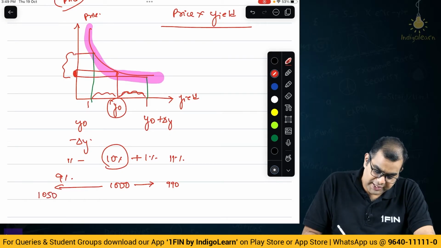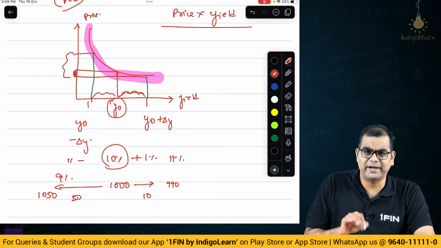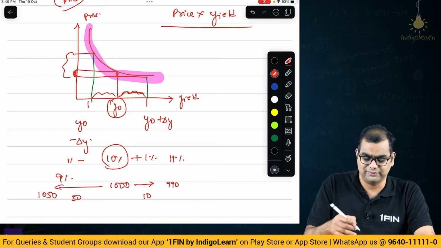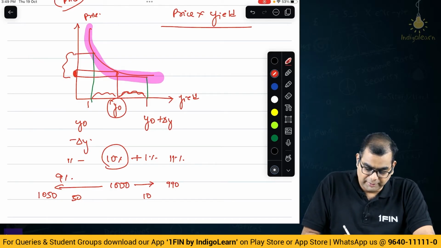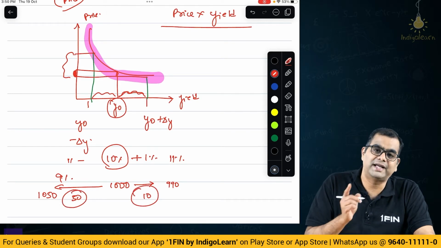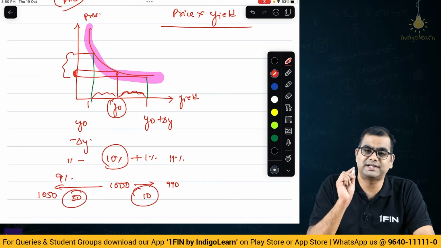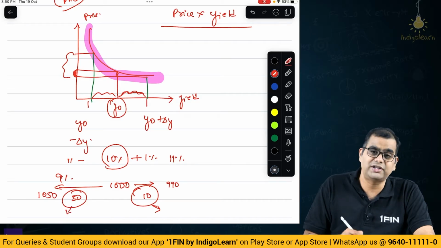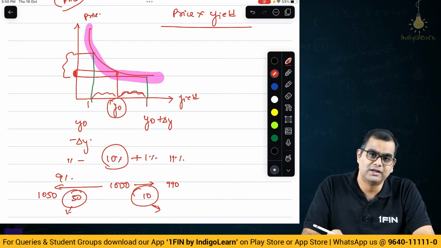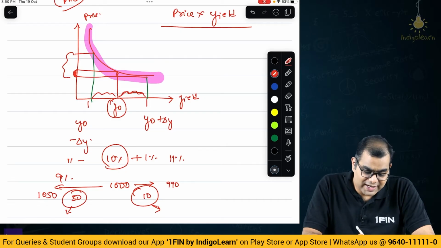So for the same 1%, here the impact is 10 rupees, here the impact is 50 rupees. And these are my made up numbers. I am not actually computing them. We will compute in one of the problems. But the broad idea is this: for the same change, the impact on the price of the bond is different. Same percentage, same absolute change in the yield. For the same delta y, if it is plus delta y, the price decreases by 10 rupees. If it is minus delta y, it increases by 50 rupees. So this is the nature of the curve.